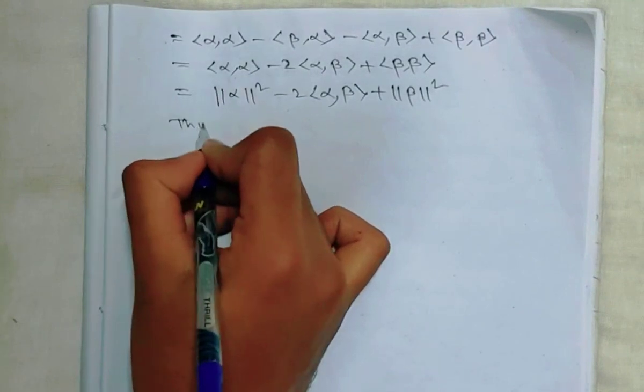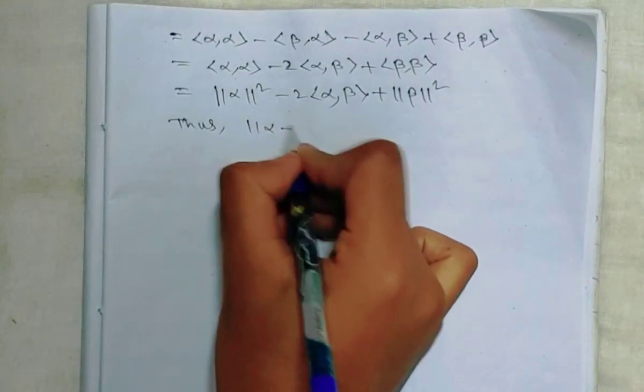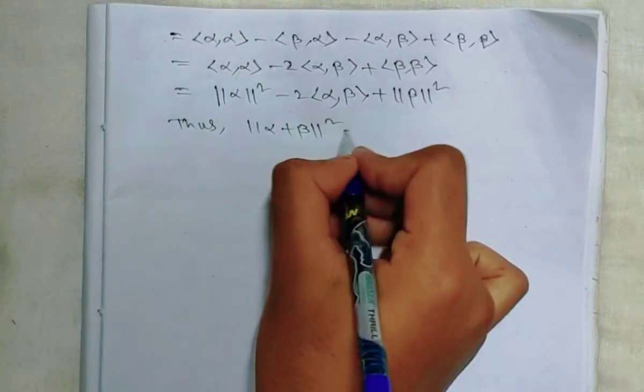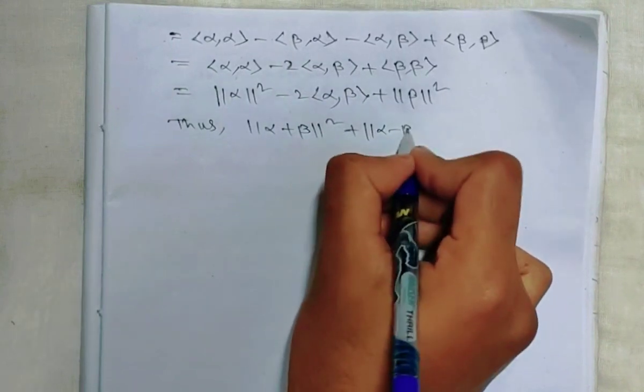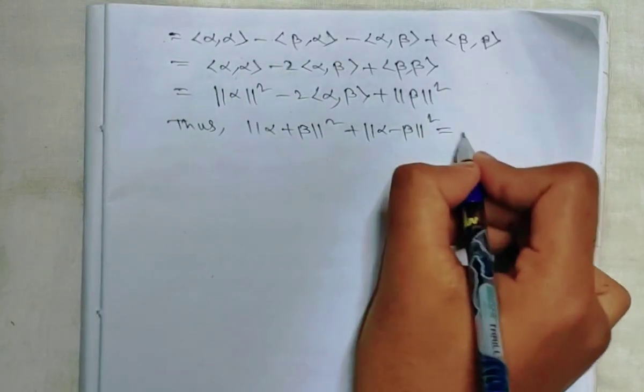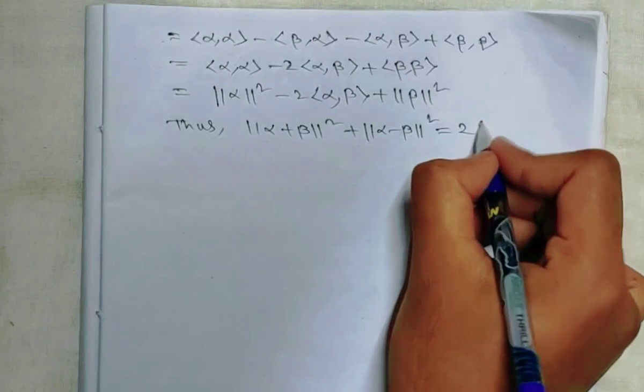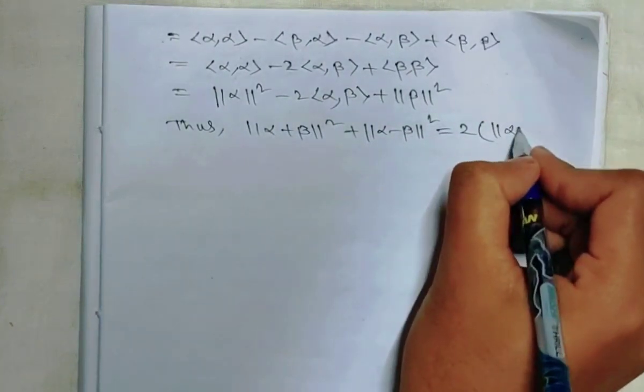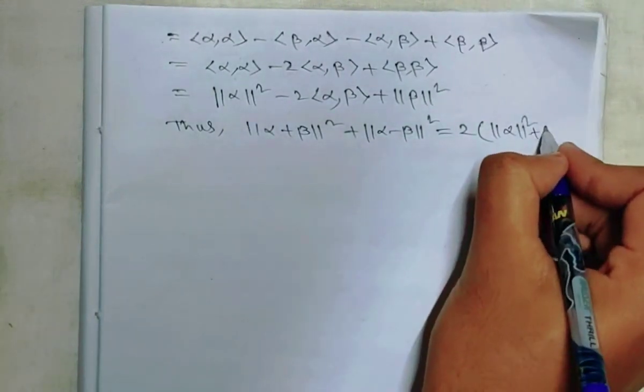Thus norm of alpha plus beta square plus norm of alpha minus beta square equals 2 times norm alpha square plus norm beta square.